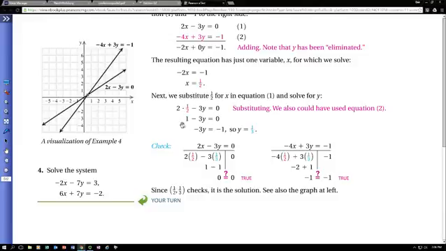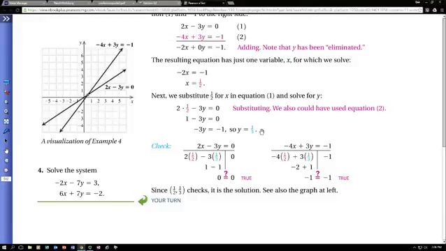Now I have an equation with just y in it. I can solve for y, and I'm going to get my other part of my ordered pair. So we solve this and we get a positive 1/3. So I have an ordered pair. Now, they show us the graph for a visualization, which is good.